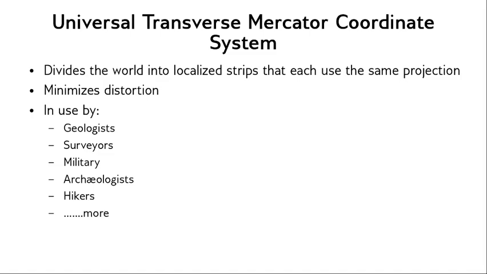So for that system, we use what's called the Universal Transverse Mercator Coordinate System. And it divides the world into localized strips that each use the same projection, and it minimizes distortion as a result. It's used by geologists, surveyors, military, archaeologists, hikers. Basically, this is the most common coordinate system that you'll see, other than straight latitude-longitude without a projection. So that's why I'm focusing on it, because we're trying for cost benefit here.